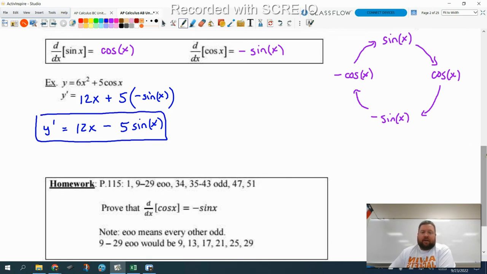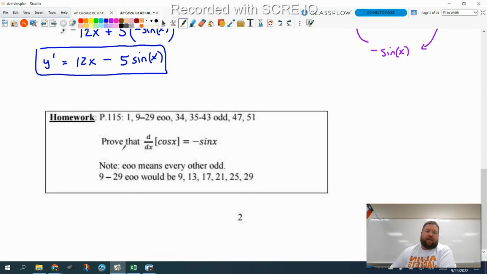All right, so you have your homework down here, and you'll notice that I added something. You're going to prove that the derivative of cosine x is equal to negative sine x. And so I am going to prove for you the derivative of sine is equal to cosine, and then you're just going to follow along with that. Give me a minute to get set up here, and then we'll get going on that.